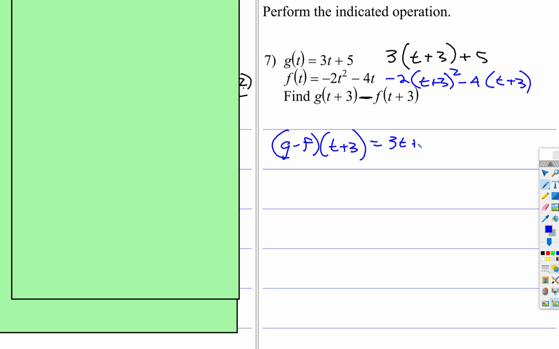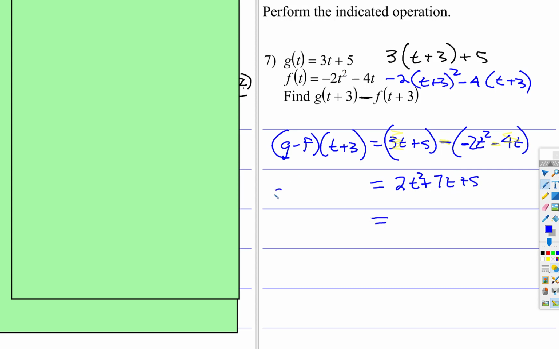So 3t plus 5, subtract -2t squared, subtract 4t. So the highest exponent is t squared. Subtract a negative is the same as adding. And then the next highest is a t. So 3t, subtract a negative is the same as adding. So 3t plus 4t is positive 7t. And then we have plus 5.